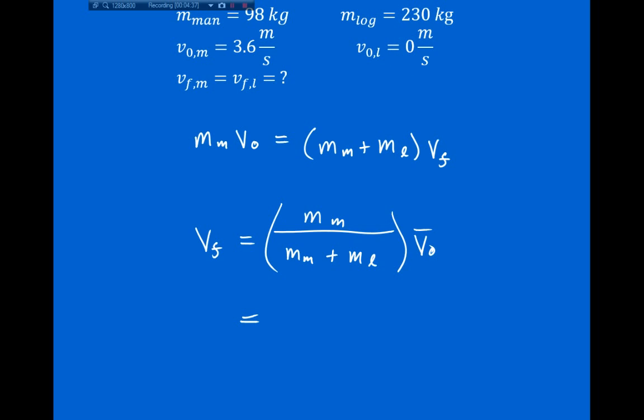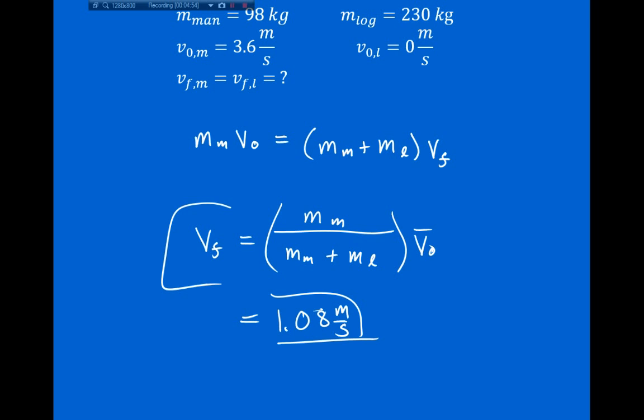And if we plug all the numbers into this, we see that it's going to be equal to 1.08 meters per second. And in this case, this velocity is positive, which means the velocity of the log is going to be in the same direction that the velocity of the man was just before he landed on the log.